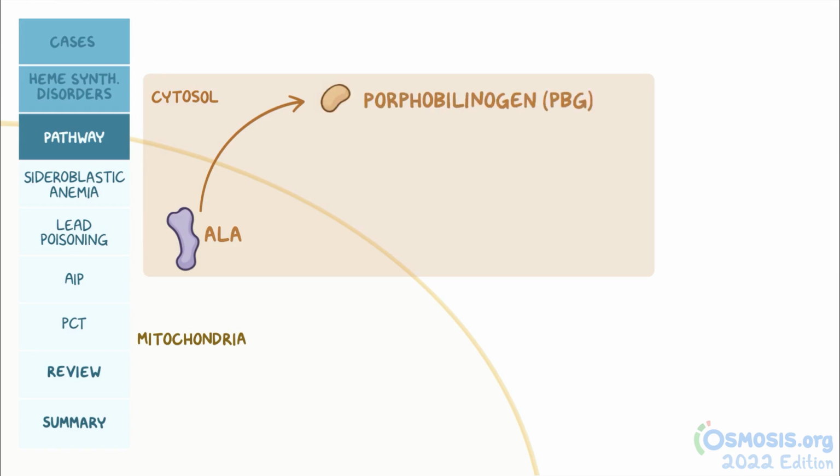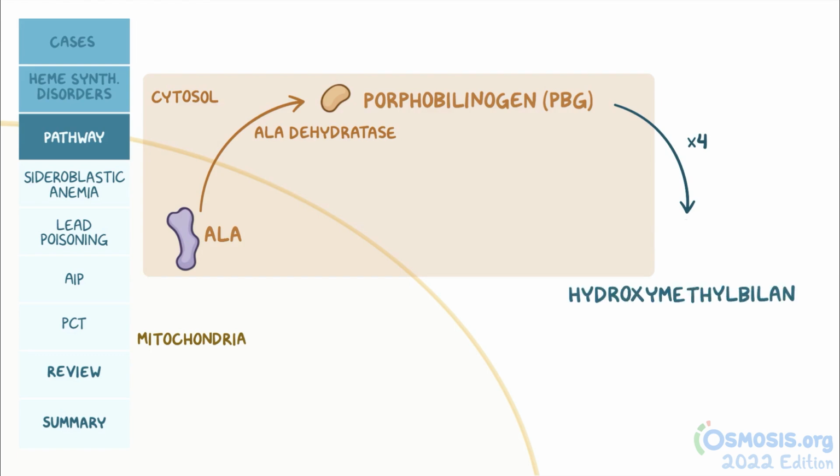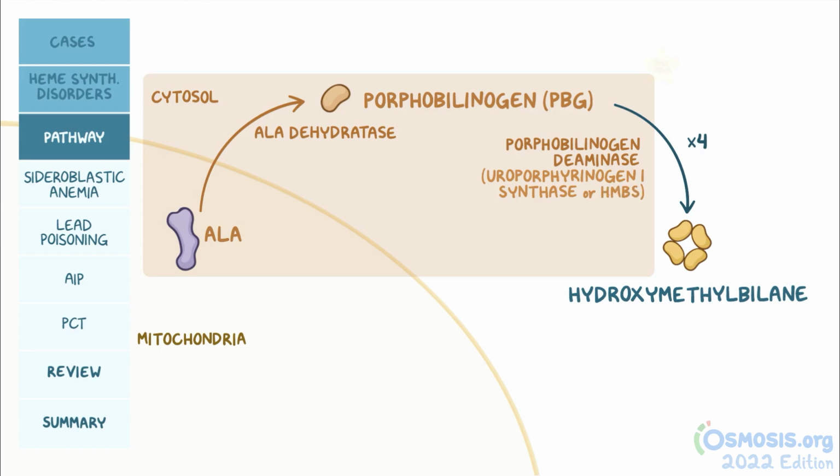Okay then, ALA is transported to the cytosol, where it gets converted to porphobilinogen, or PBG, by aminolevulinic acid, or ALA dehydratase, which is a zinc-containing enzyme. From there, 4 molecules of porphobilinogen come together to form hydroxymethylbilane with the help of porphobilinogen deaminase. Note that porphobilinogen deaminase is sometimes called uroporphyrinogen 1 synthase or hydroxymethylbilane synthase, or HMBS for short.